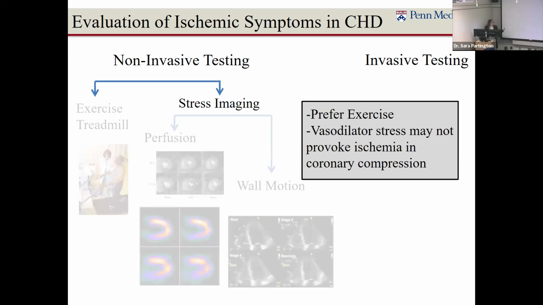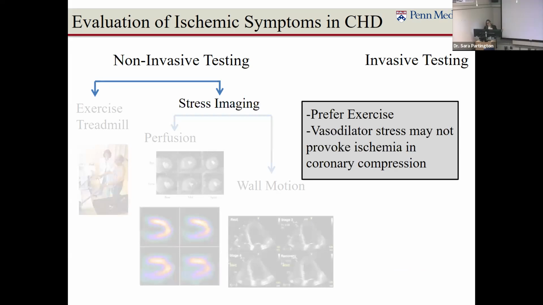Then we have our stress imaging options. And so when we think of stress imaging, our first question is, what type of stress should we be using? And of course, we always prefer exercise for the same reason we all do. You get a myriad of extra information about exercise tolerance, heart rate, blood pressure response, oxygen saturation with exercise that you can't get with a pharmacologic stress test.